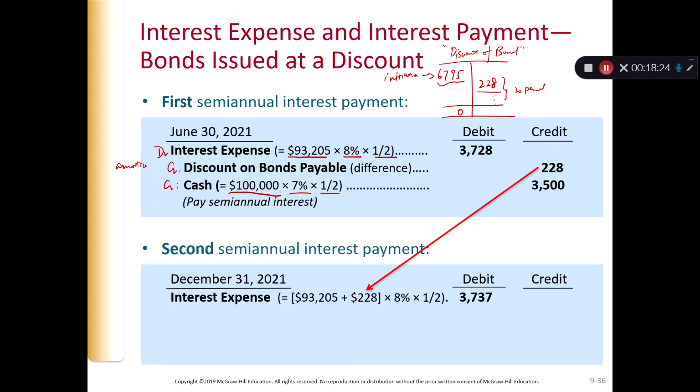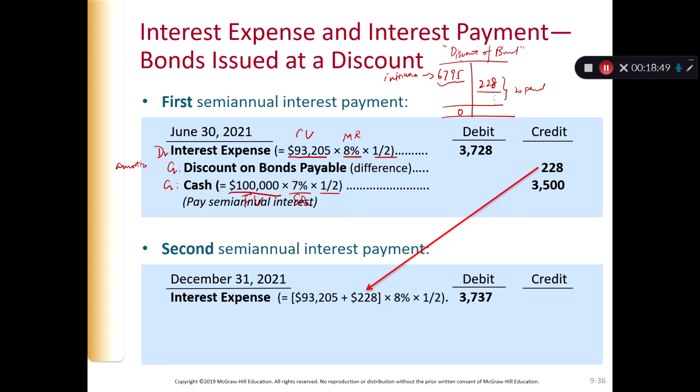Okay, so therefore, just remember: in each period, you debit the interest expense using the carrying value multiplied by the market rate. At the same time, your cash payment equals the promised face value multiplied by the stated rate, and the difference you will park on the credit side of discount on bond payable.